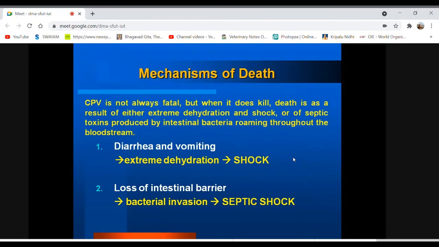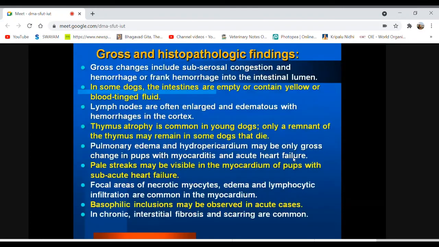So these are the two mechanisms, and the third one, of course, is not mentioned here. It is due to heart failure. When the heart is targeted and affected, it leads to acute myocarditis. So heart failure may be there, and that may be the third mechanism. Okay, these three are the different mechanisms of death due to parvovirus infection.